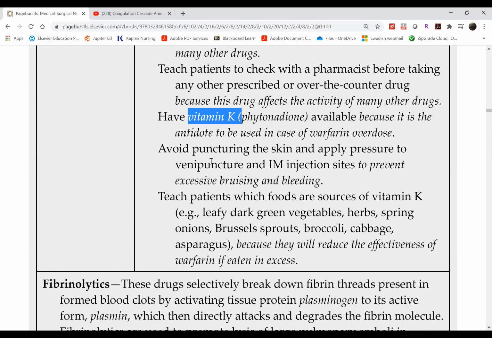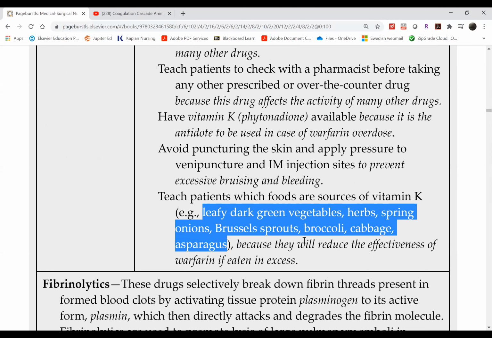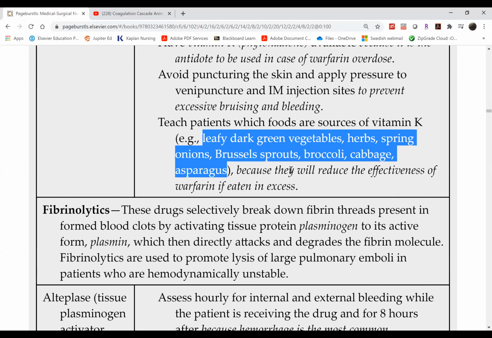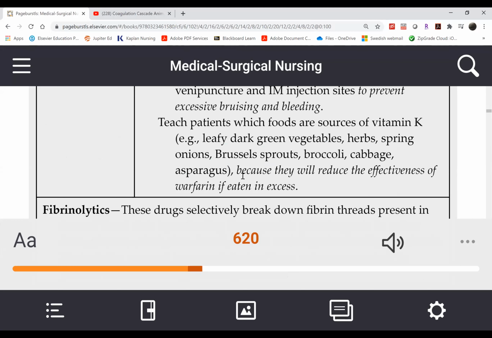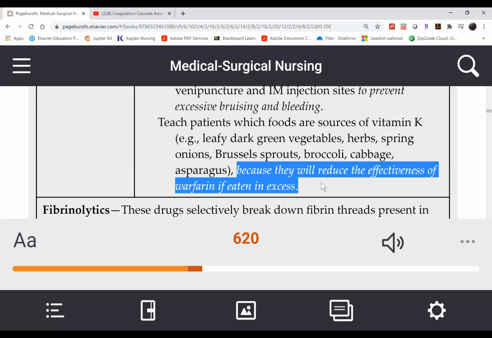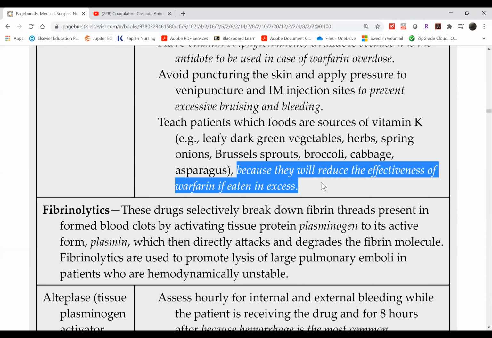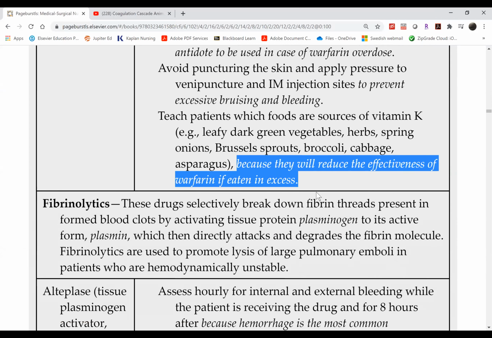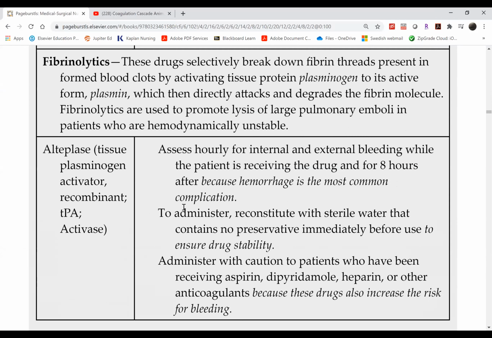And because that's your antidote, you have to avoid these foods because they are high in vitamin K, which is the antidote. Now, let me emphasize, this is not to be eliminated, okay? It just says here, they will be rendering warfarin ineffective if eaten in excess. So does that mean you can't eat these foods? No, you can eat them, but in lesser amounts, not in excess. And I'm not doing fibrinolytics anymore because we already did that.